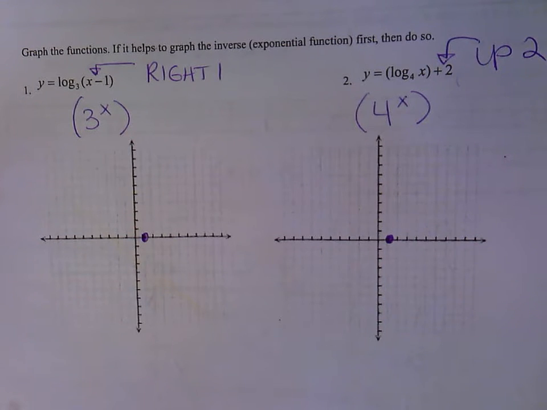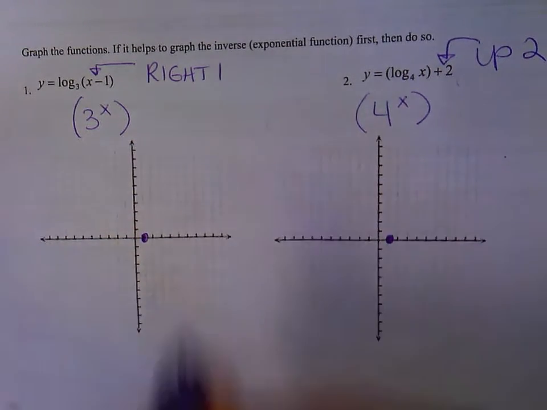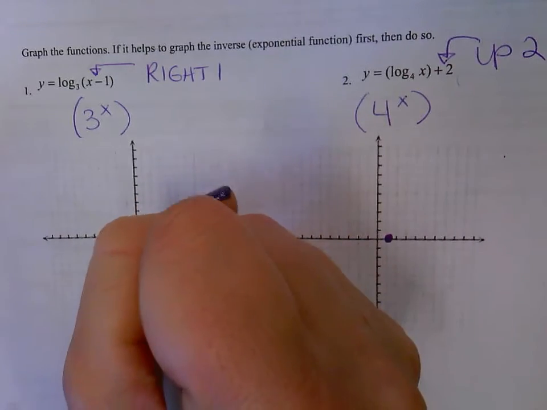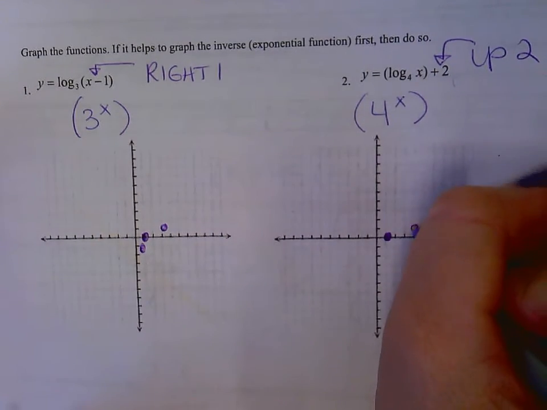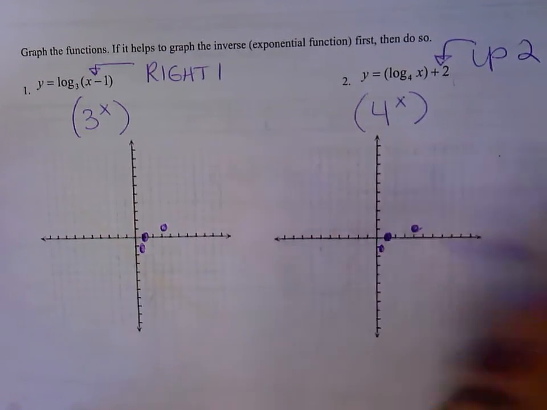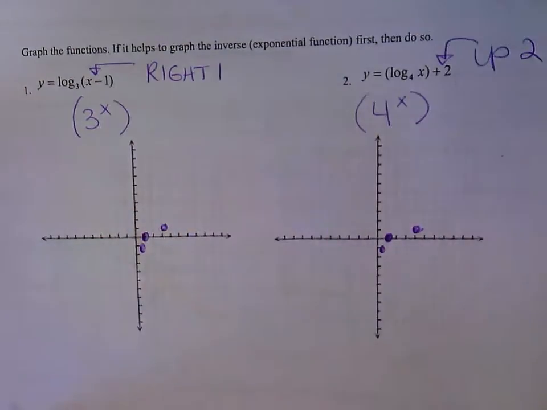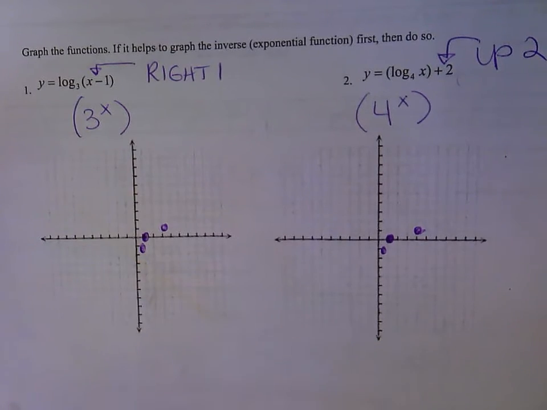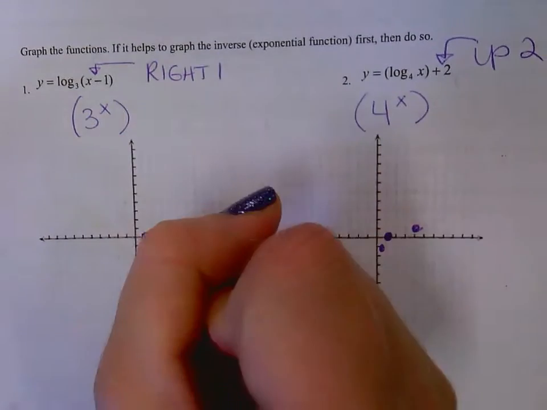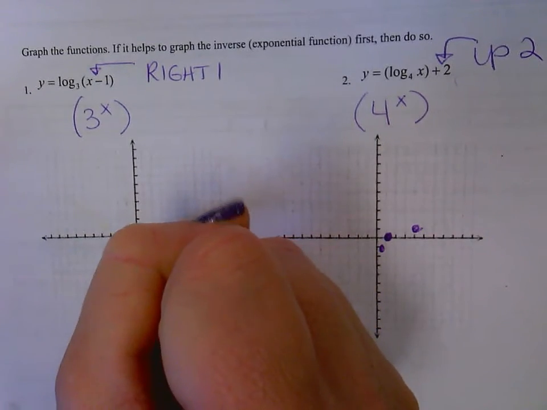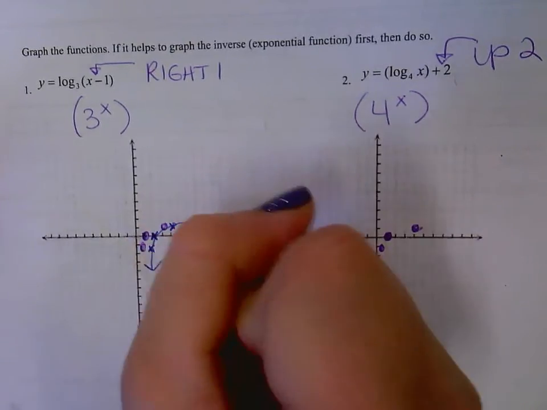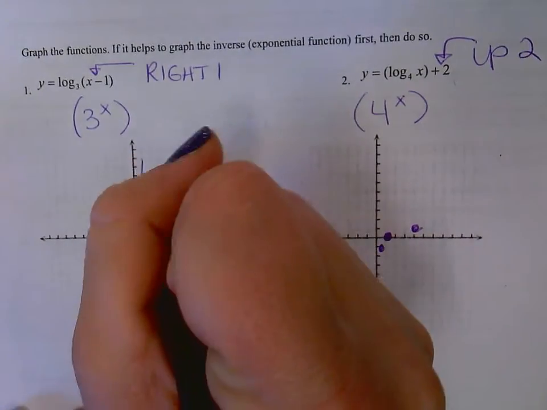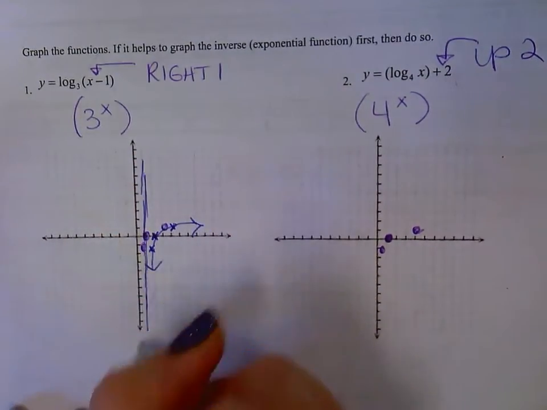So the base is how far you go over. So 3 comma 1 would be here. So that'd be my parent function. 4 comma 1 would be here. So those are the 3 parent points. And now you're just going to do what it says to do. So shift those right 1. This goes right 1. This goes right 1. This goes right 1. My asymptote also goes right 1 to x equals 1.